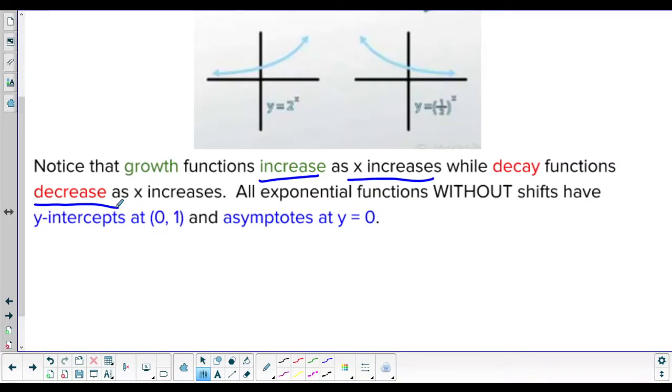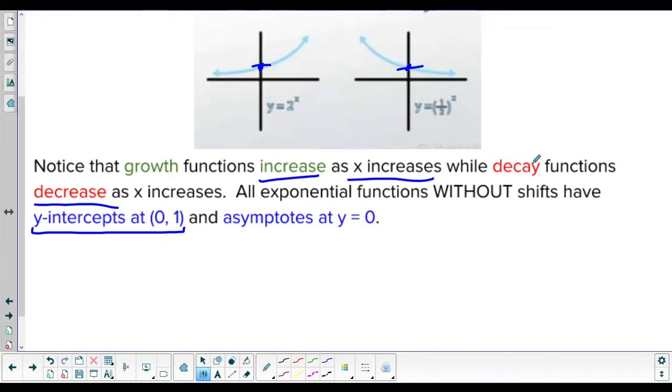All exponential functions without shifts will have a y-intercept at (0, 1). So right here is (0, 1). Right here is (0, 1). That's growth and decay functions have the same y-intercept.